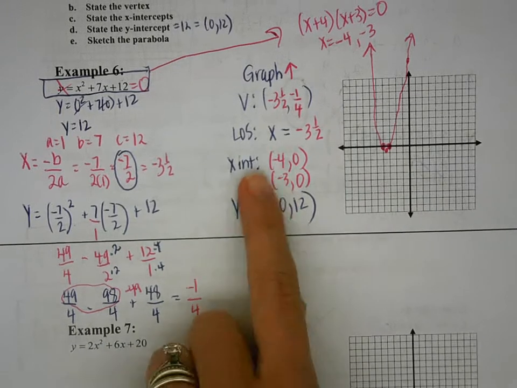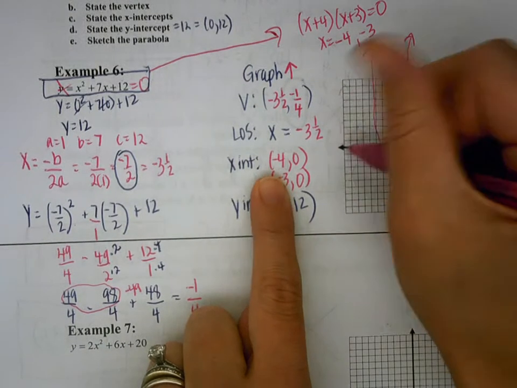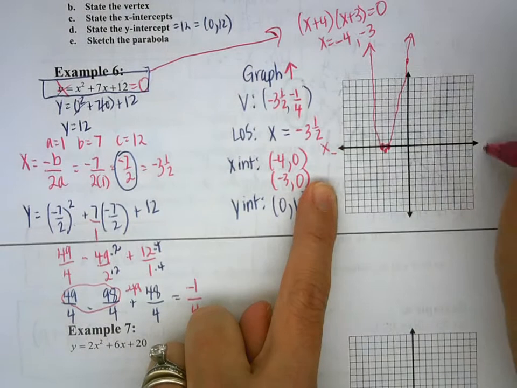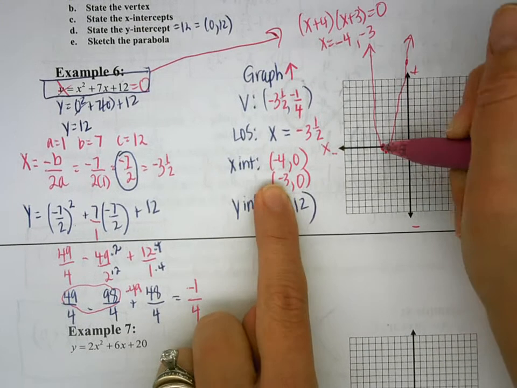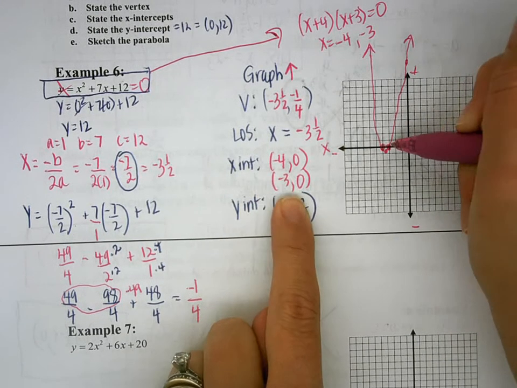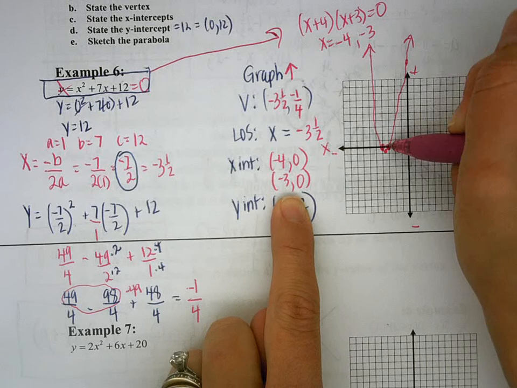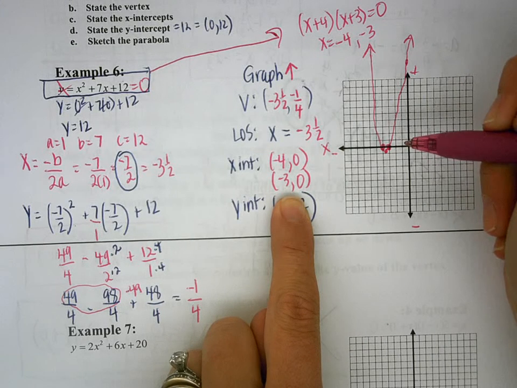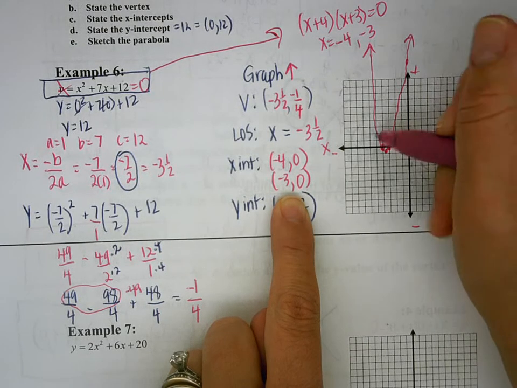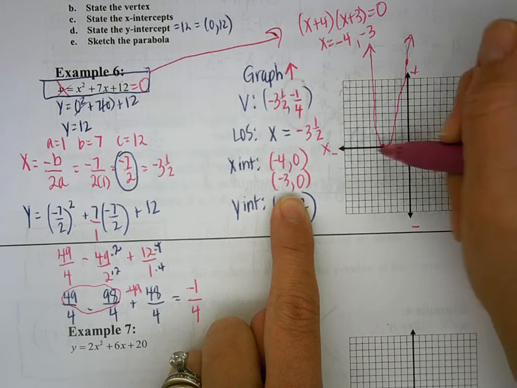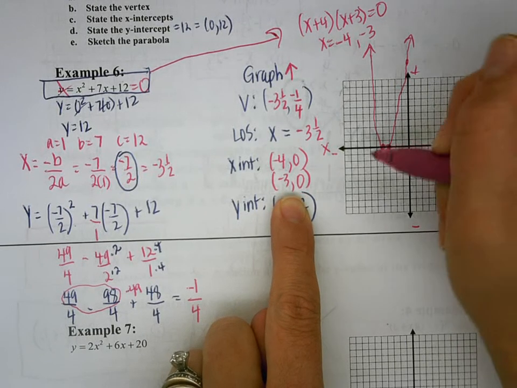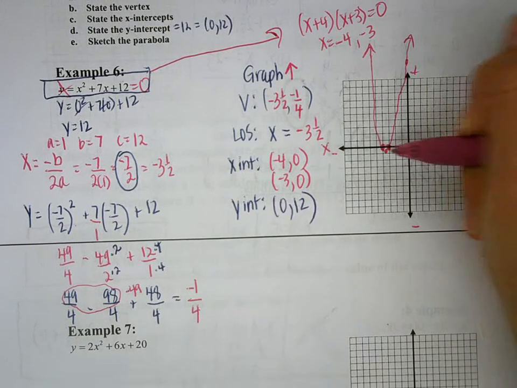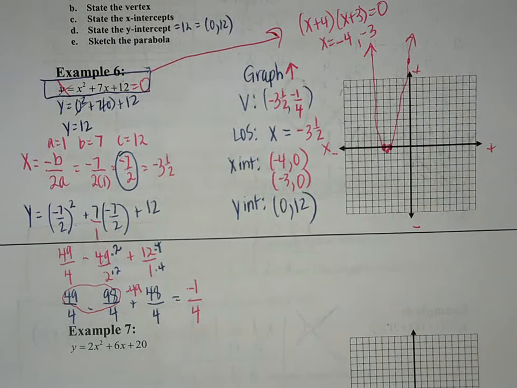X-intercepts. Remember, this is your x-axis. Left is negative, right's positive, up's positive, down's negative. We went negative 4, 0, made that point. Negative 3, 0, made that point. Your vertex is at negative 3.5, so that's right in between negative 3 and negative 4. And then you went down negative a fourth, so it's just not quite to negative 1. It's in between 0 and 1. Are we okay? It's just really close, and it is.